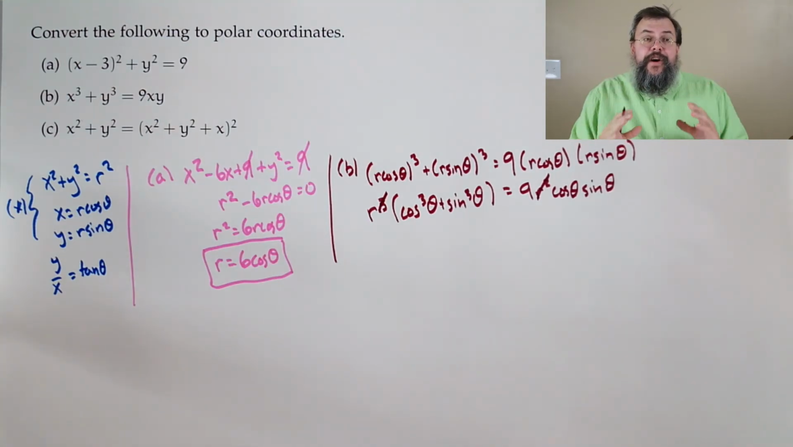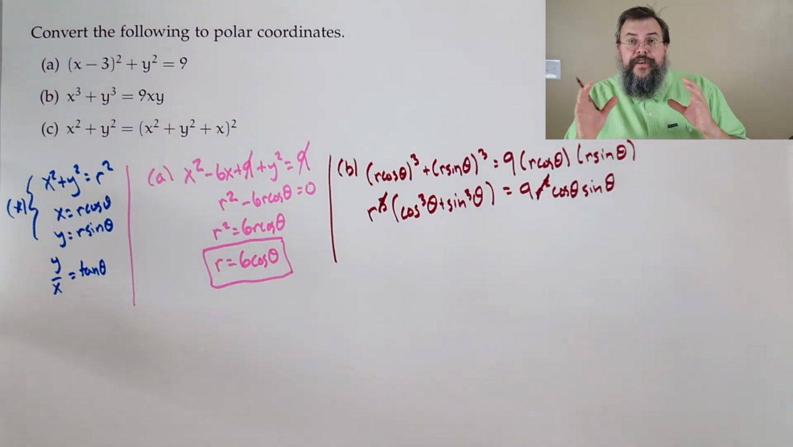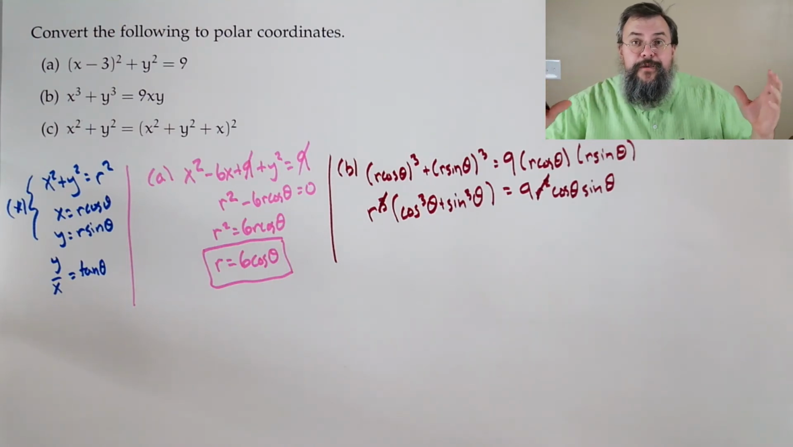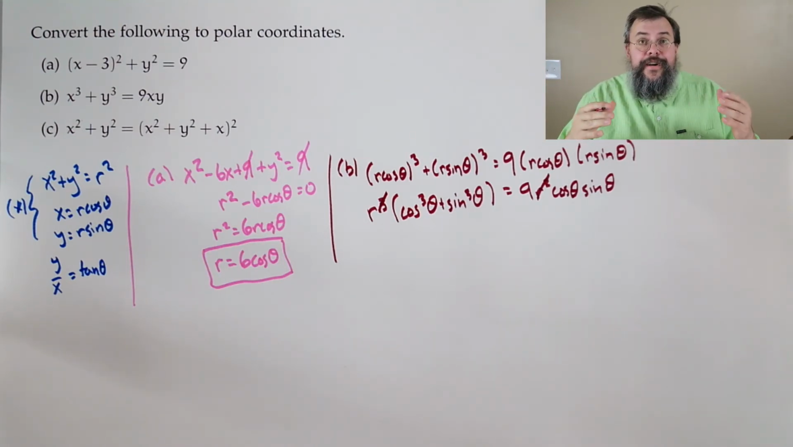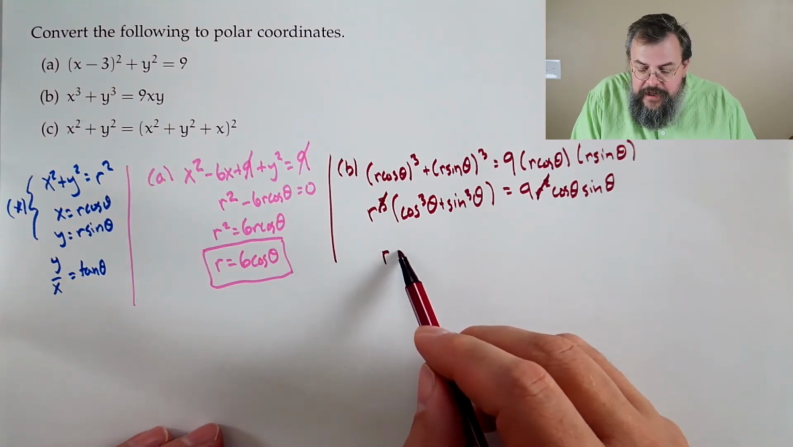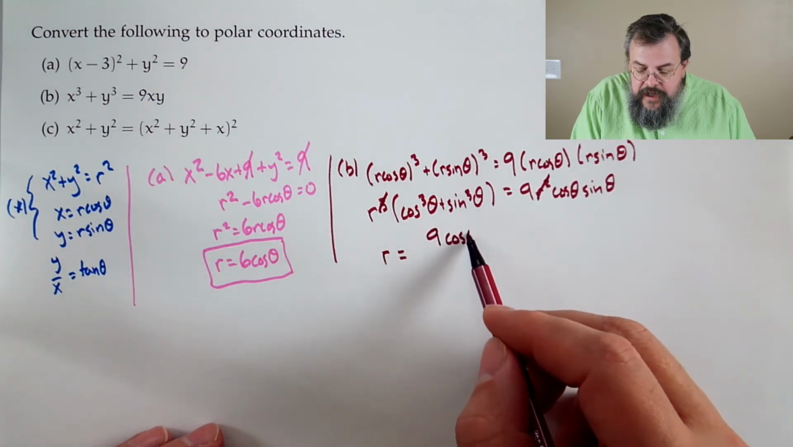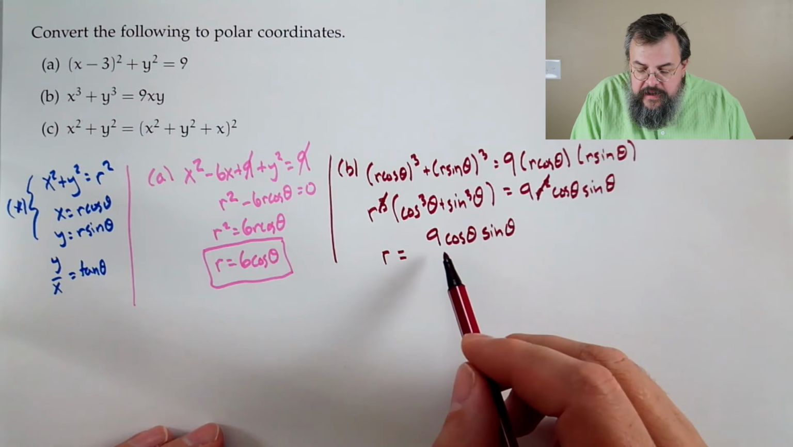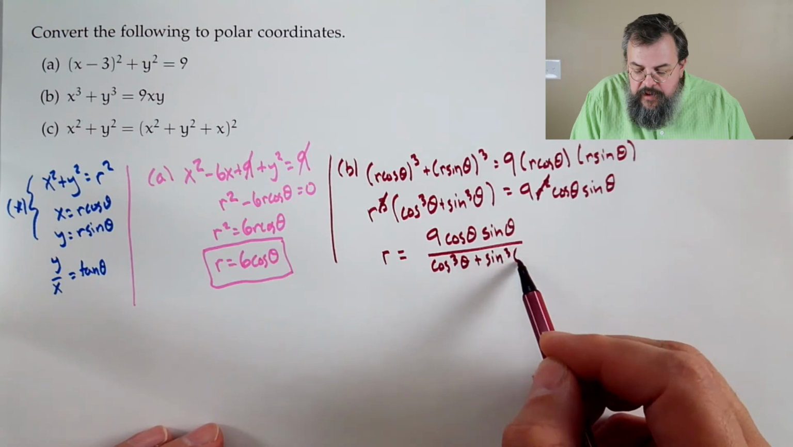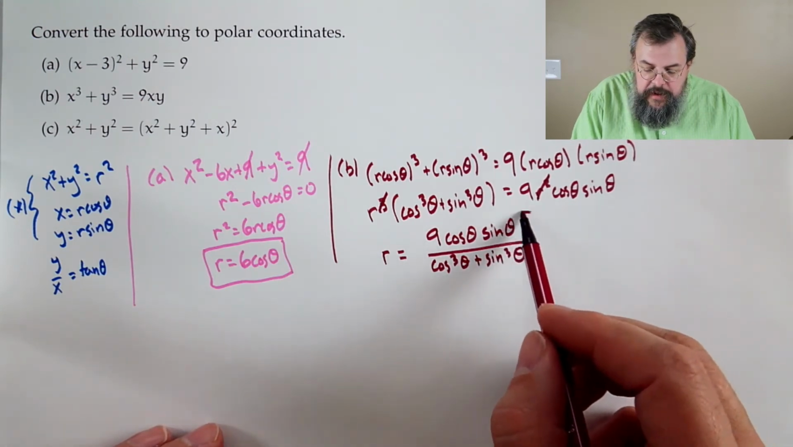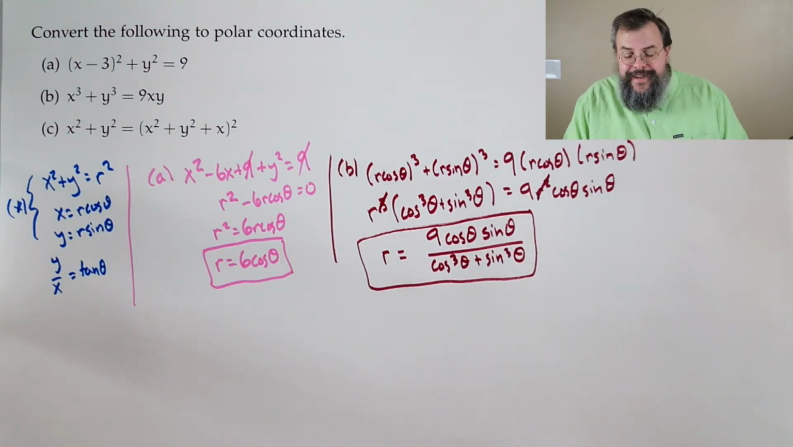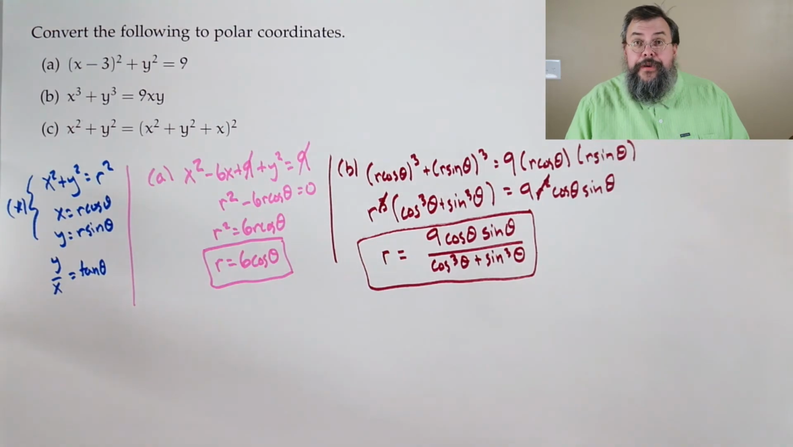And indeed, the desirable thing for us is to write r as a function of theta. Similar to Cartesian coordinates, where we like y as a function of x, for us, we want r as a function of theta. So, in our case, r equals 9 cosine theta sine theta divided by cosine cubed theta plus sine cubed theta. And there we go. That's about as simple as we can hope for. Okay, good. Still have one more.